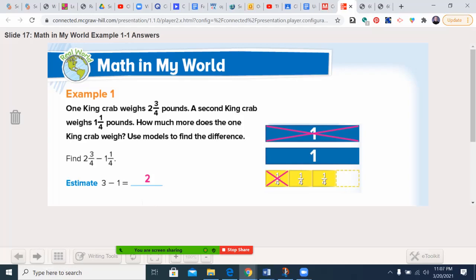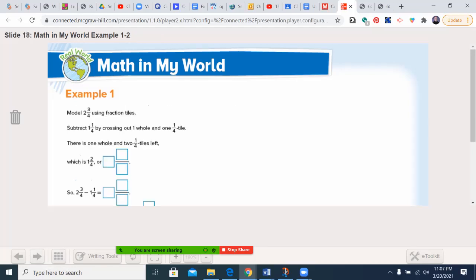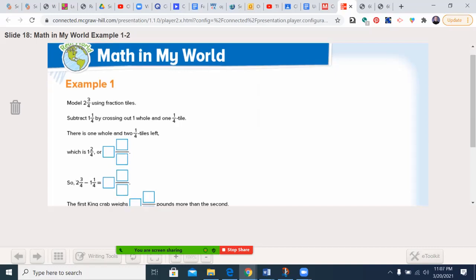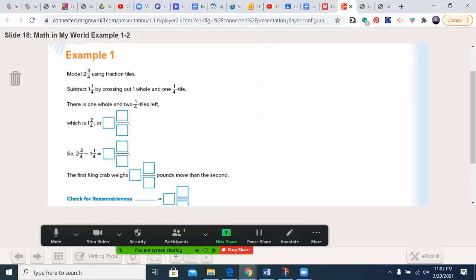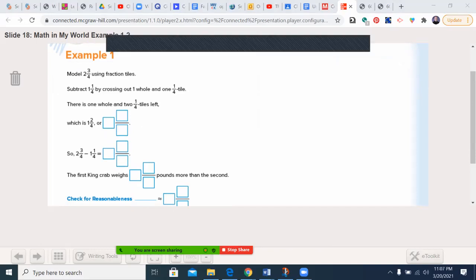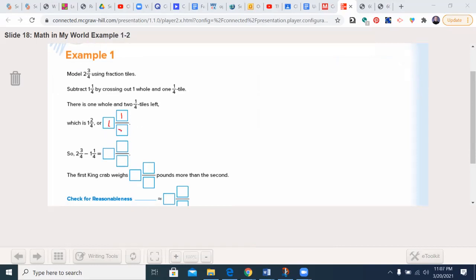So let's move forward. And they've already done some of this work for us by crossing out things. There's 1 whole and 2 1/4 left. That represents 1 1/2. So our answer is 1 1/2. And 2 is pretty close to 1 1/2.